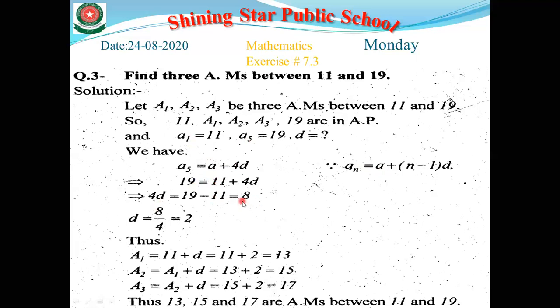So 19 minus 11 is 8, so 4D is equal to 8. Now D is equal to 8 over 4, which means 2. When we divide 8 by 4, it becomes 2. So D is equal to 2. Thus A1 is equal to 11 plus D, which is 13. A2 is equal to A1 plus D, which means 15. A3 is equal to A2 plus D, which means 17.